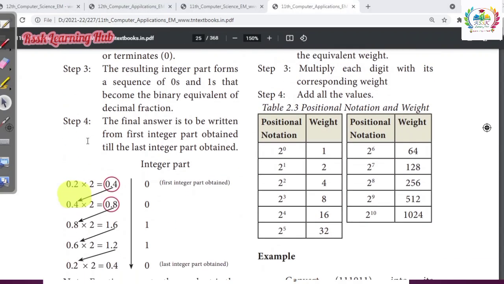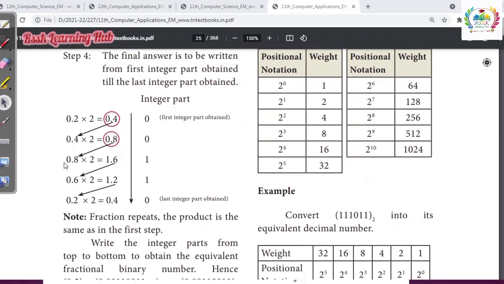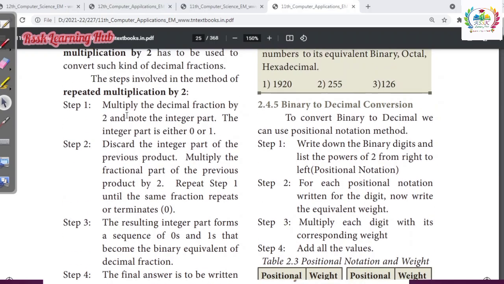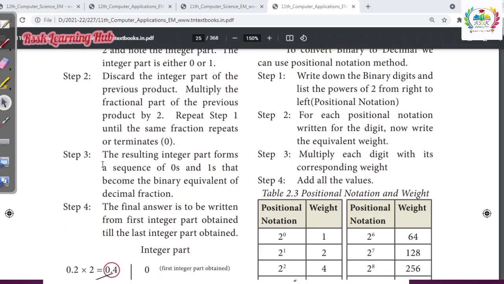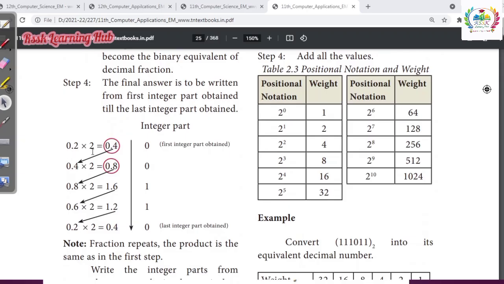First, take this 0.2. What is your first step? You have to multiply by 2. That is your step: multiply the decimal fraction by 2. I am multiplying 0.2 into 2. The value is 0.4, so the integral part is 0. You write that on the right side. Next, 0.4 you take as input. Then 0.4 into 2 is 0.8, and you write 0 here. The integral part is 0. Then 0.8 into 2 is 1.6, so the integral value is 1.